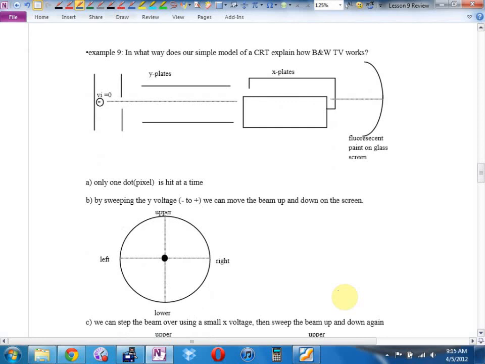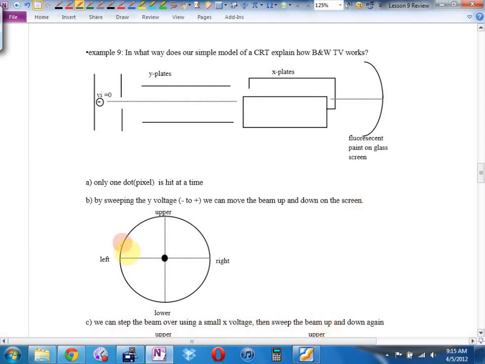So, example 9 says this. In what way does our simple model of a cathode ray tube explain how black and white television works? Only one dot or pixel is hit at a time. By sweeping the Y voltage, this one, from positive to negative, we can move the beam up and down on the screen. We can step the beam over left and right using a small X voltage and then sweep the beam up and down again.